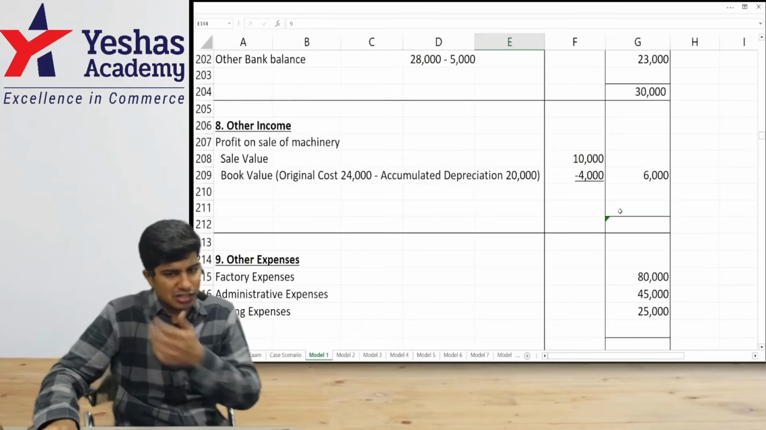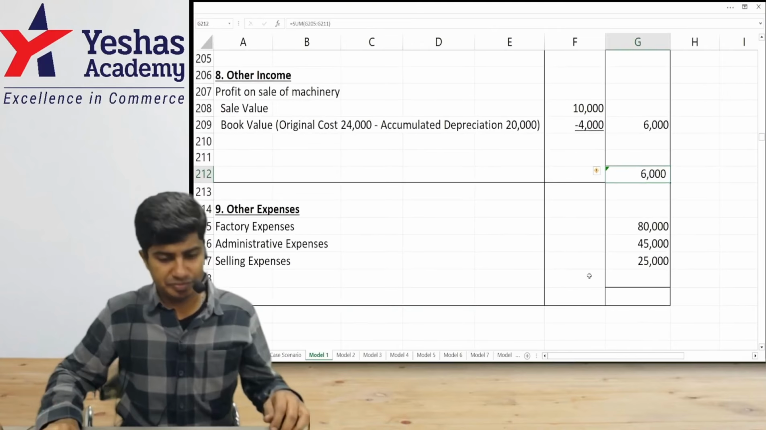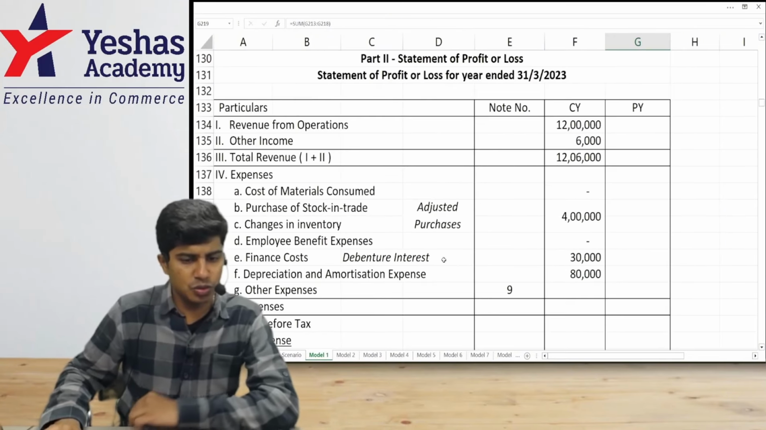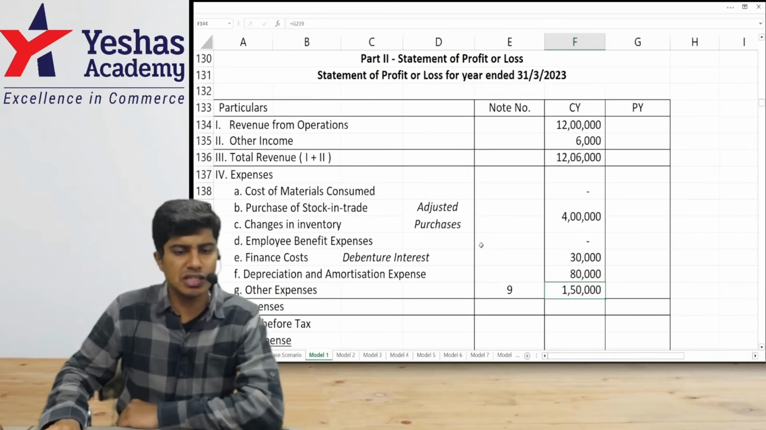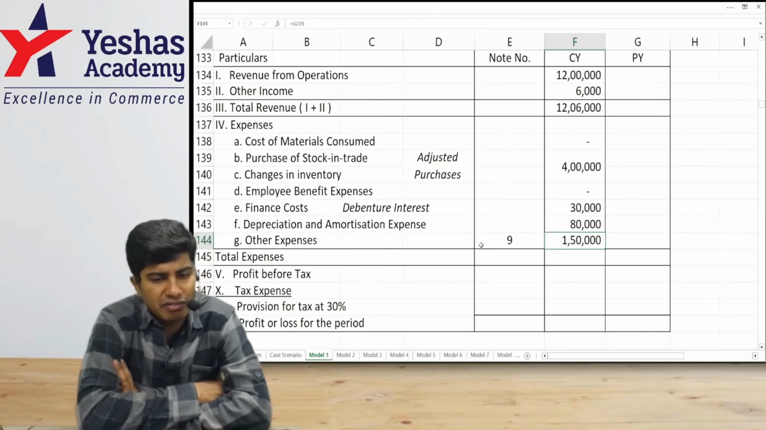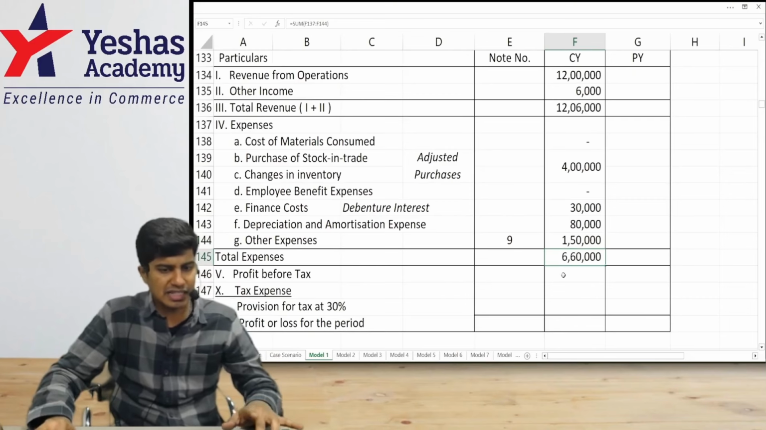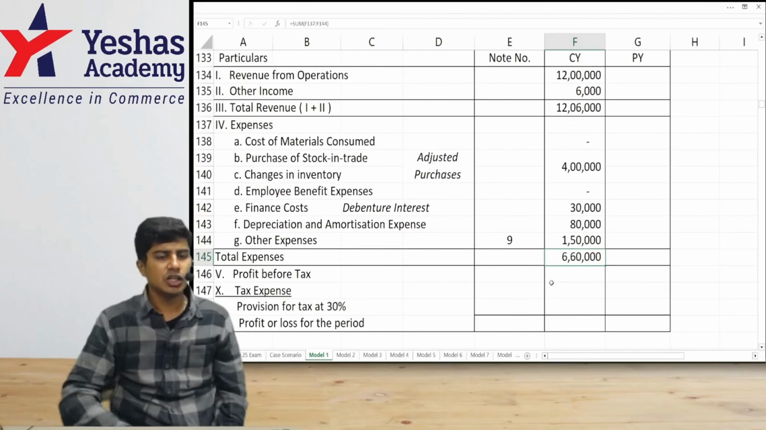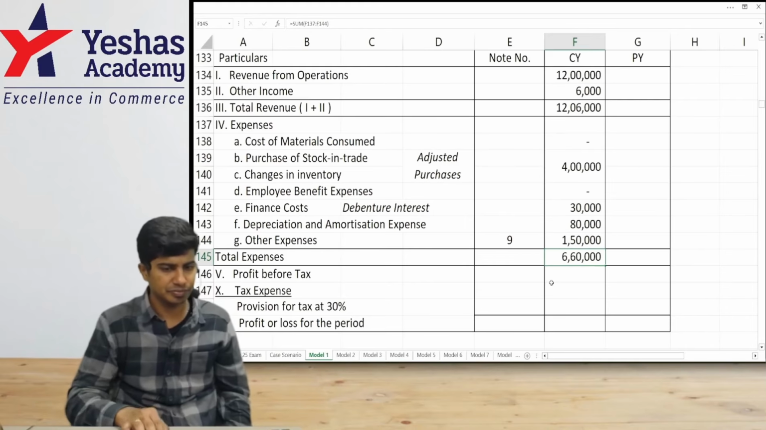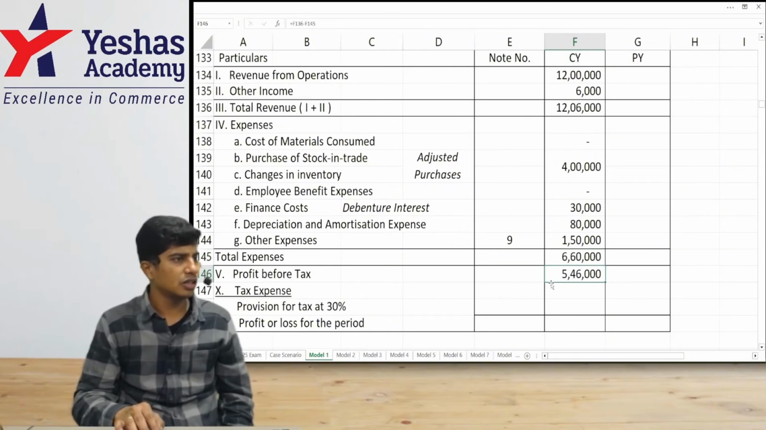Oh, other income is already posted. Here, 80, 45, and 25. 1 lakh 50. I'll write 1 lakh 50 to my other expenses. Take the total. 4 lakh, 4 lakh 30, 5 lakh 10, 5 lakh 60, 6 lakh 60. 6 lakh 60 is total expense. 12 lakh 6 is total income. 12 lakh 6 minus 6 lakh 60. 5 lakh 46,000 is profit before tax.